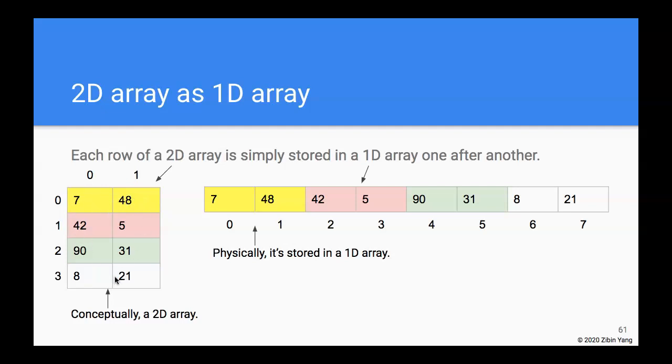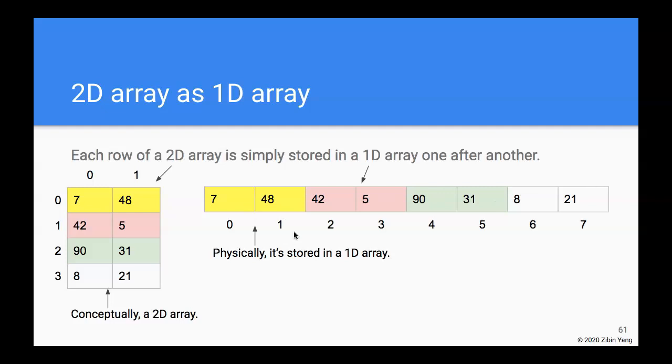So this is a 2D array, for example, right? And in order to store this 2D array in a 1D array, we just take the first row, store it here in the 1D array, take the second row and put it after the first row, and then take the third row, put it after the second row, and take the fourth row, put it after the third row, and so on and so forth. So conceptually, it is a 2D array, but the actual way that it is stored in memory is really just in one dimensional, one linear block of memory.